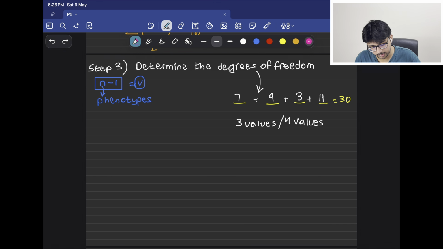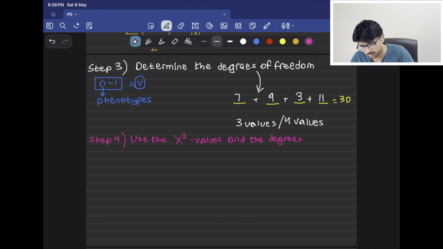Now, step number 4, and that is use the chi-squared value and the degrees of freedom to determine the p-value using, what am I going to use to solve all of this? The chi-squared table of values.